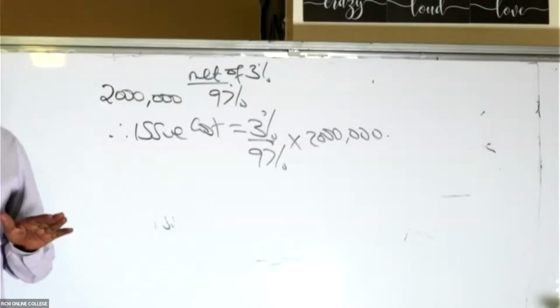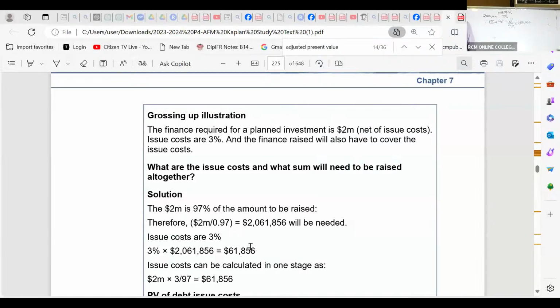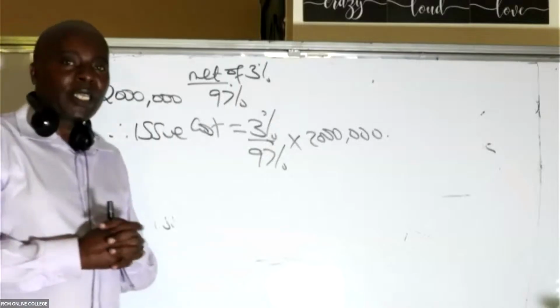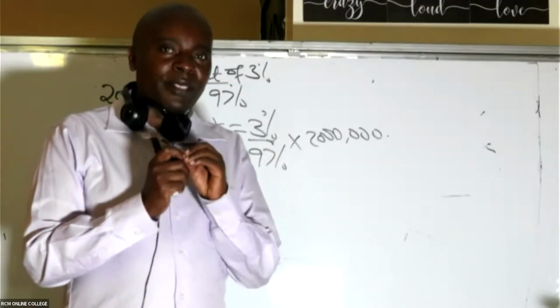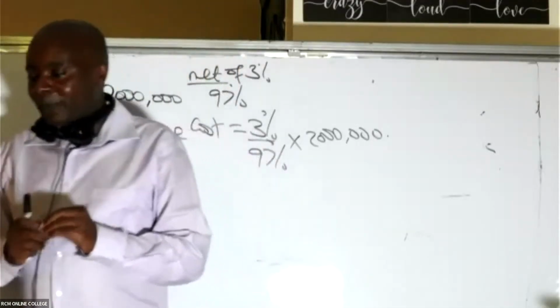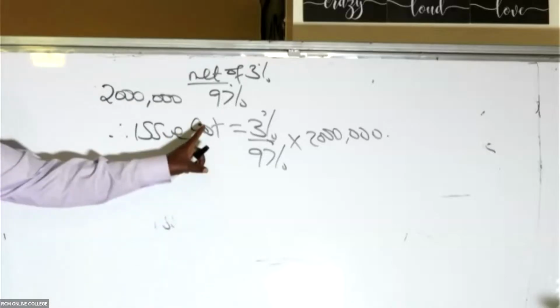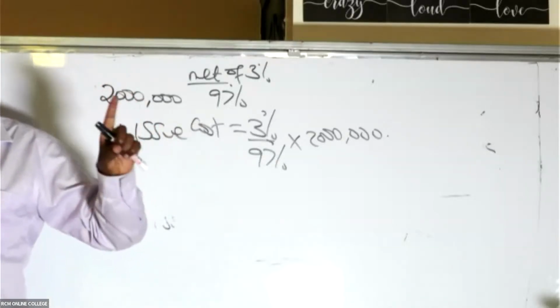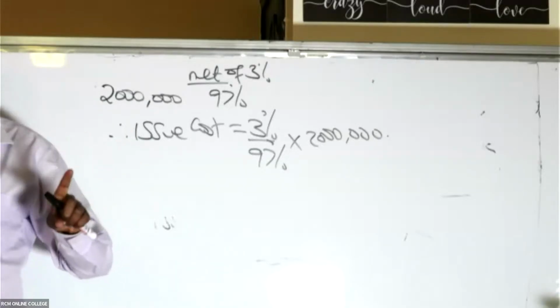And if you look at this book, ladies and gentlemen, they have your 61,856 as well. I can't proceed before you confirm that that part is clear. Is that part clear? Especially this shortcut. It is a shortcut that I want you to master. Thank you so much.